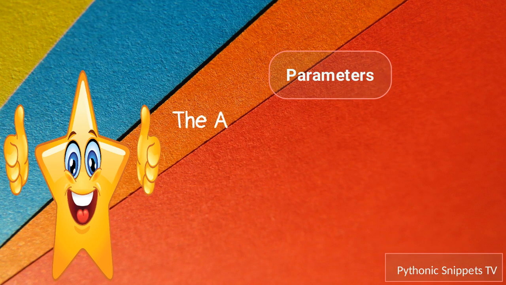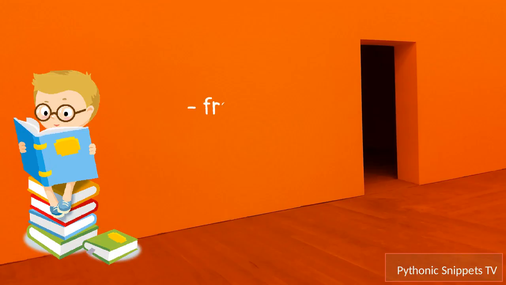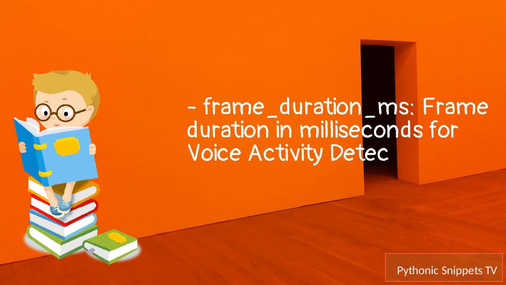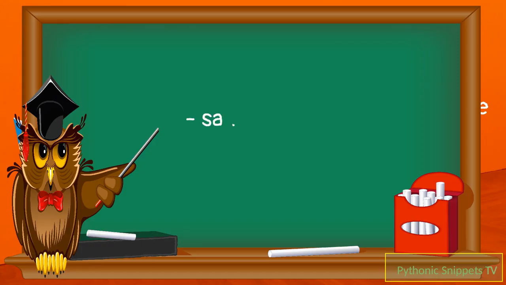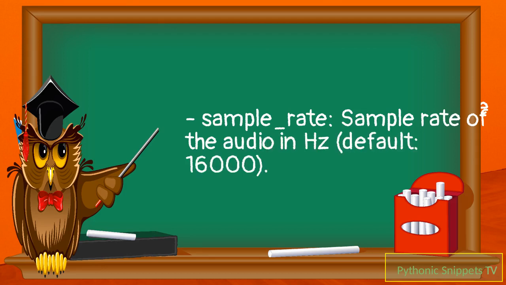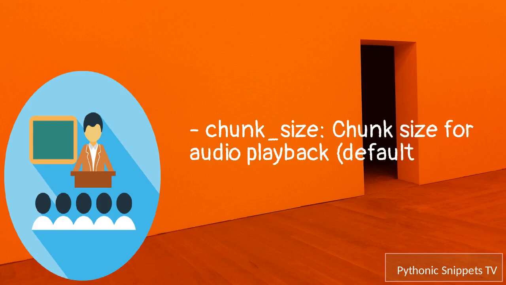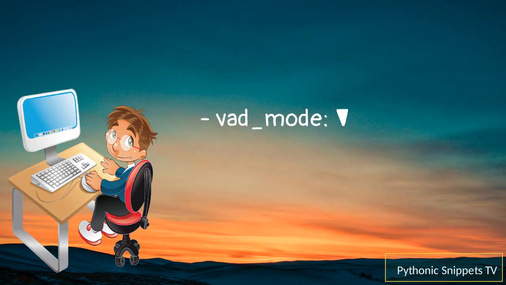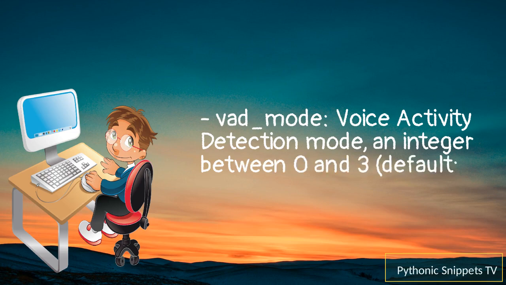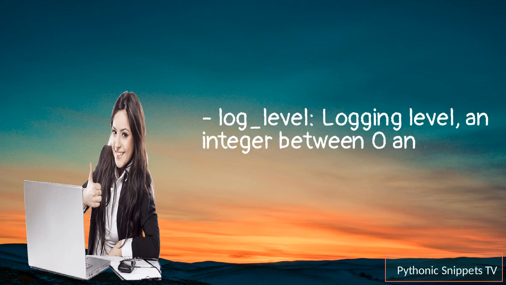Parameters. The AudioProcessor comes with many customizable parameters such as frame_duration_ms, frame duration in milliseconds for voice activity detection, default 30. Sample_rate, sample rate of the audio in hertz, default 16,000. Chunk_size, chunk size for audio playback, default 1024. VAD_mode, voice activity detection mode, an integer between 0 and 3, default 2. Log_level, logging level, an integer between 0 and 50, default logging.WARNING.